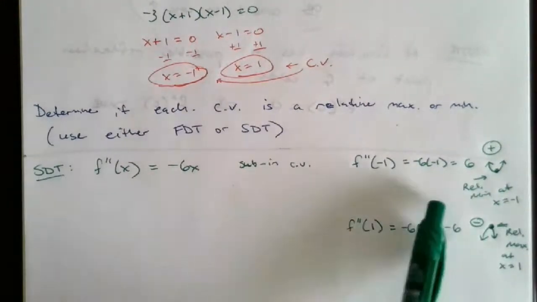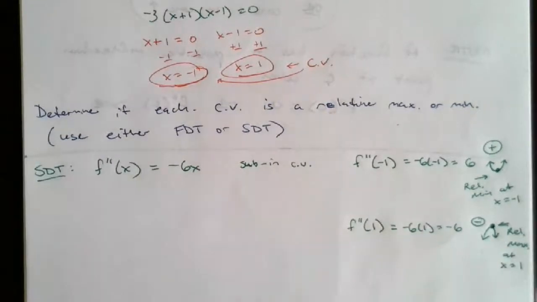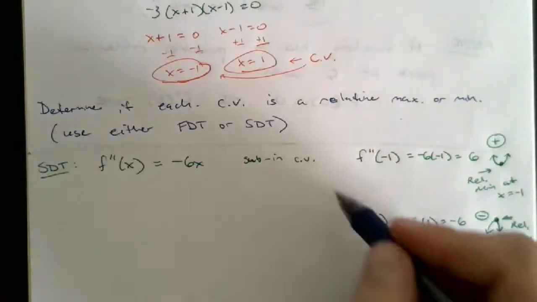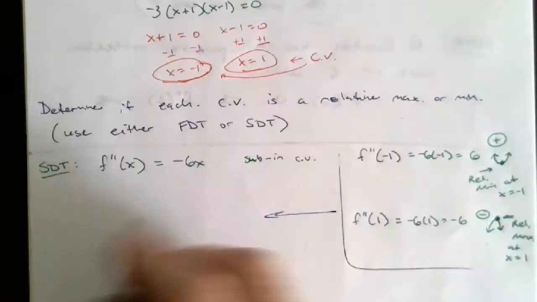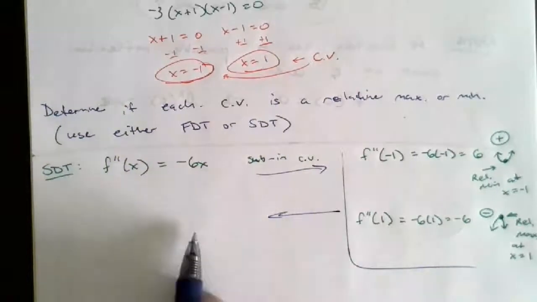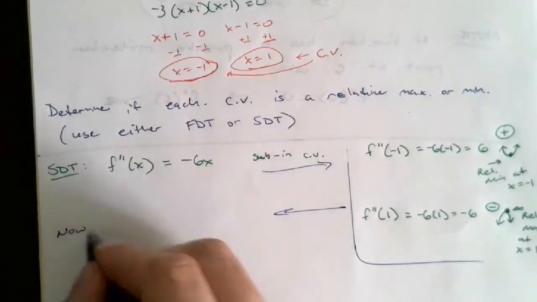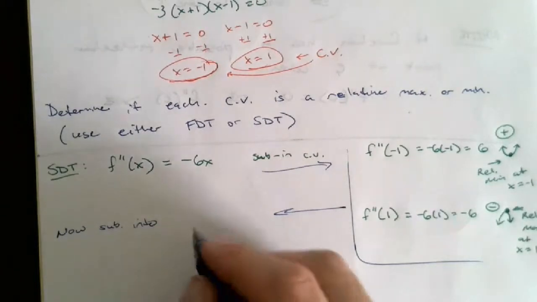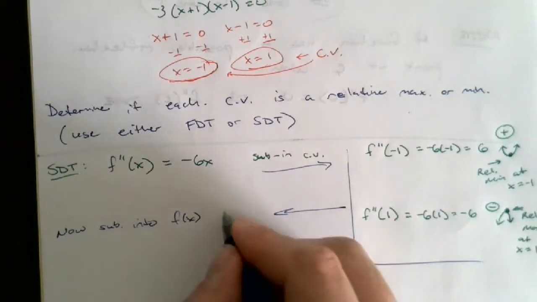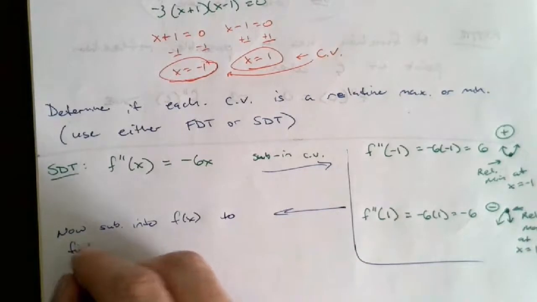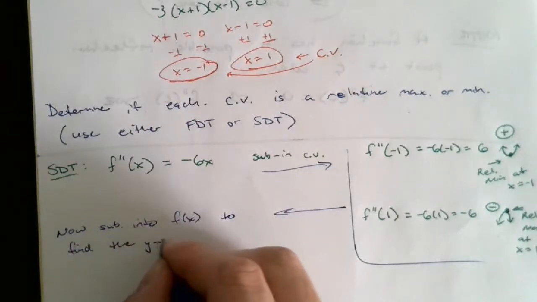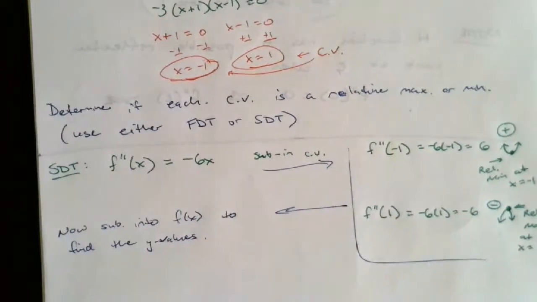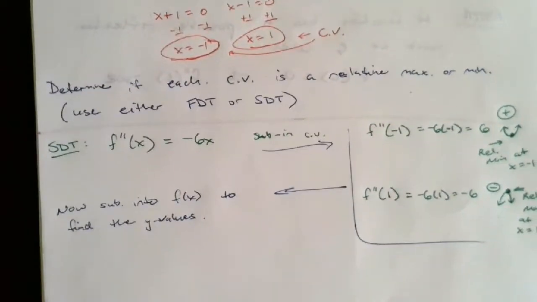So we've identified where the relative min and the relative max occur. And now remember what we want to do with this. From here we're going to find the y values, right? So we're going to sub into f of x to find the y values, because that's really what the maxes and mins are when we find these relative maxes and relative mins.